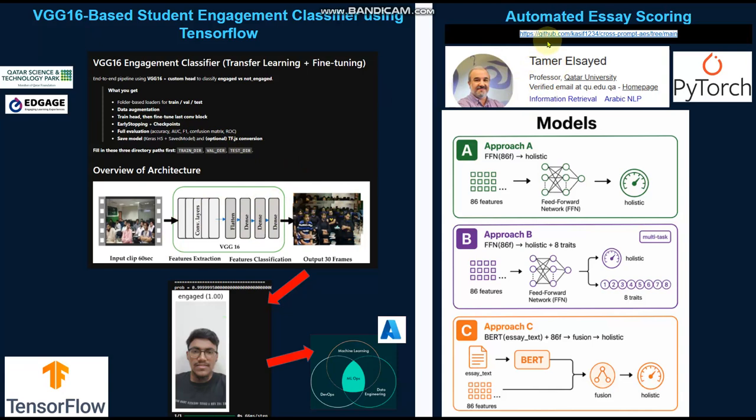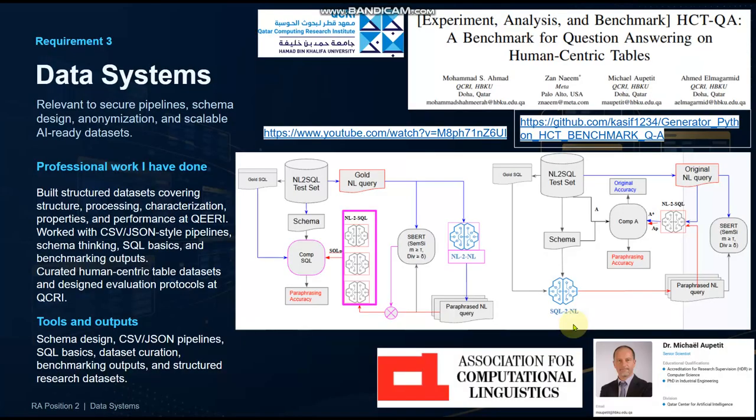The second project was with Tamar Al Said at Qatar University. Essentially, this was an essay scoring machine learning operation. We used PyTorch over here because for industry level work, we use TensorFlow for easier deployment and PyTorch for research work. We had to score each essay, so this was a good exercise. This was at Qatar University by Dr. Tamar Al Said.